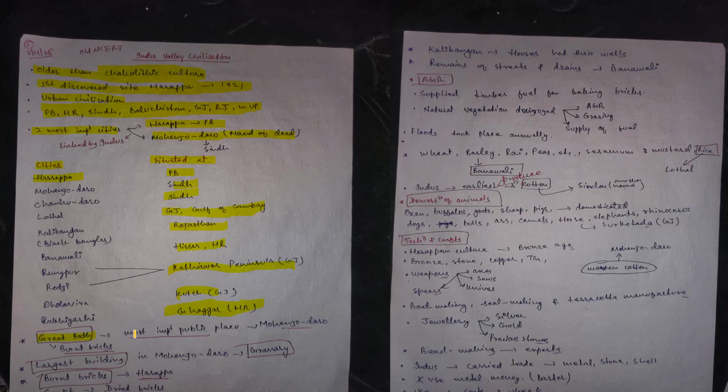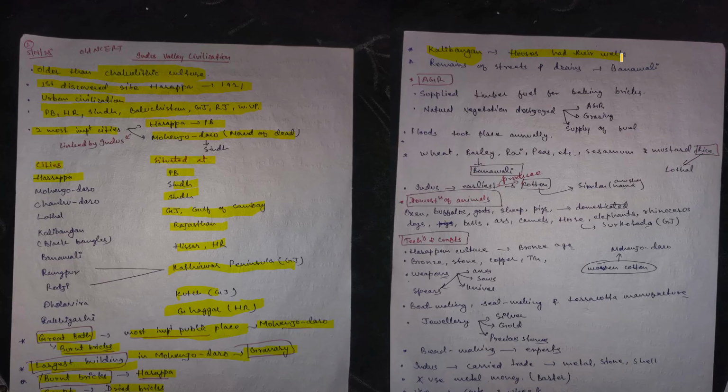Now, what has been found from Mohenjo-daro, which is perhaps the most important public place: the Great Bath. The floors of the Great Bath were built from burnt bricks. The largest building in Mohenjo-daro was the granary. Burnt bricks have been used in Harappa. Egypt used dried bricks. Mesopotamia used baked bricks. Now here, Kalibangan.